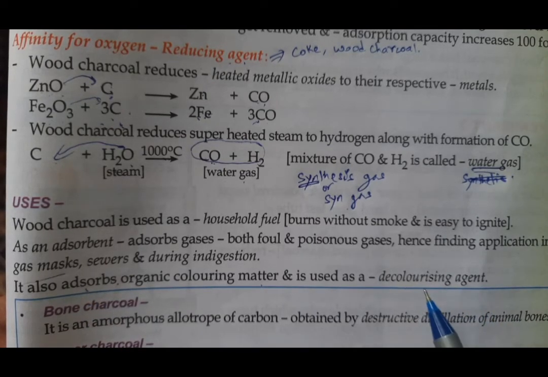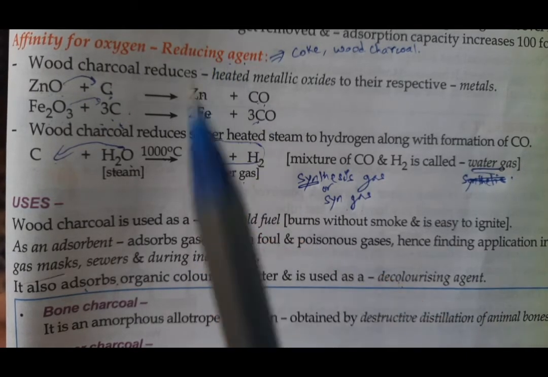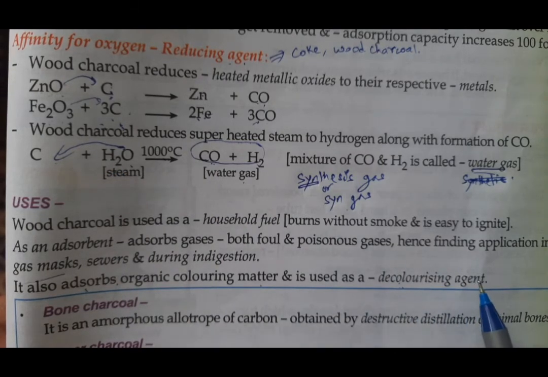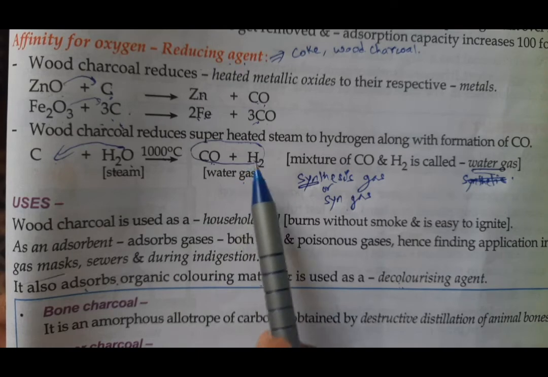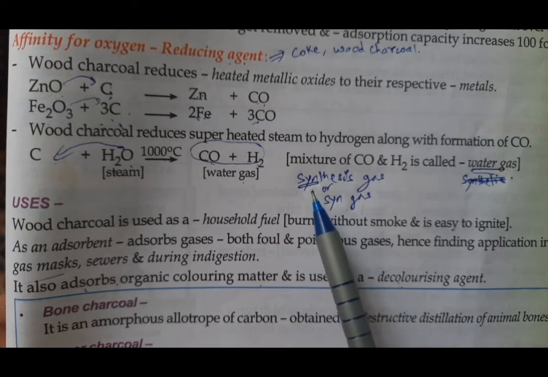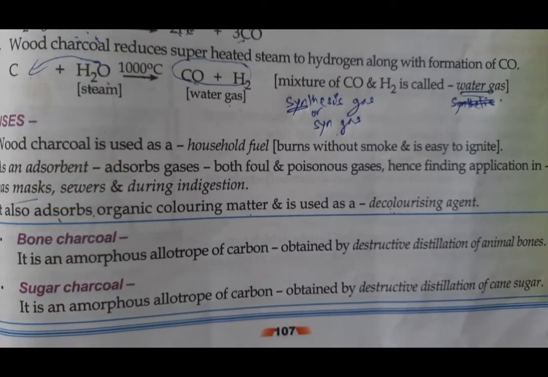So which allotrope of carbon is used as decolorizing agent? So answer is wood charcoal. So do remember, it is used as reducing agent. It removes oxygen from the compounds. Not only that, it is used as decolorizing agent also. And it is used to prepare water gas, which is a mixture of carbon monoxide and hydrogen, also known by the name synthesis gas or simply syn gas. Now we'll learn a little bit about bone and sugar charcoal.